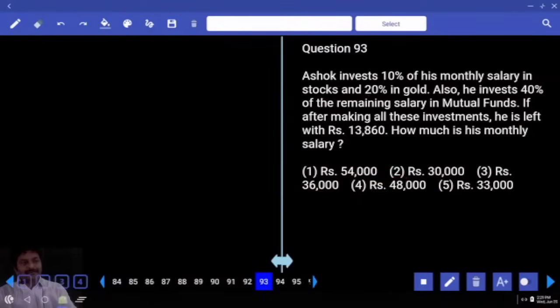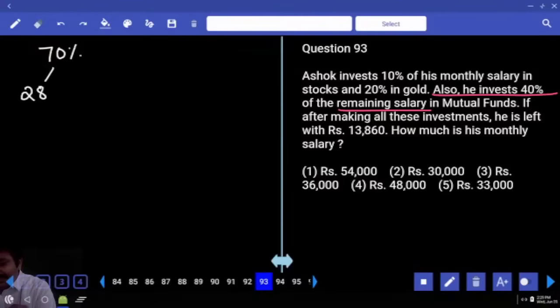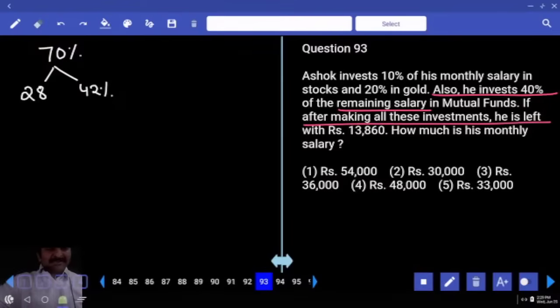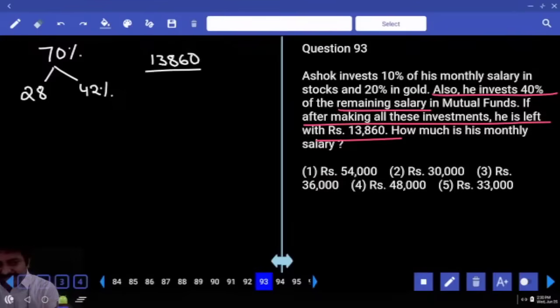Ashok invests 10% of his monthly salary in stock, 20% in gold. So this 10% and 20% are calculated on the initial monthly salary. Total how much percentage is over? 30 over. He invests 40% of the remaining. What is remaining now? Out of 70, 40% in the sense 28, remaining 42%. If after making all these investments he is left with 13,860, so this 13,860 is equal to 42%. 1% value is 13,860 by 42. How much is his monthly salary? Monthly salary 100%, into 100.